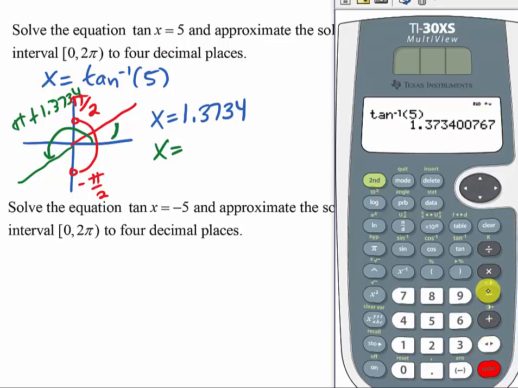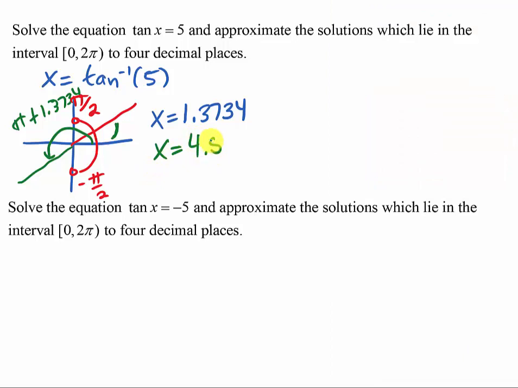So I already have that angle in my calculator, so I can do plus pi. And that's going to be 4.51. And then as we go to round, that's going to go up to a 5. So 4.515. And that's to 4 decimal places. We can put an O there if we want to show that we did that to 4 decimal places.